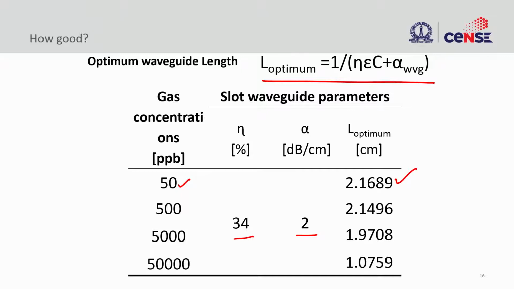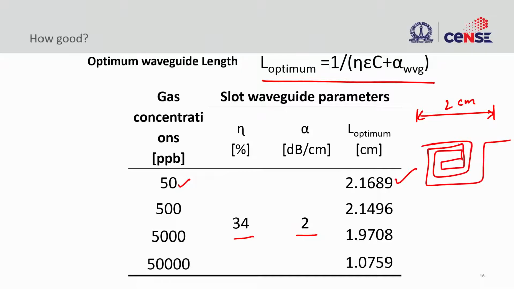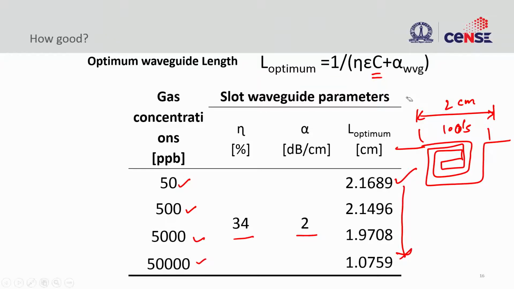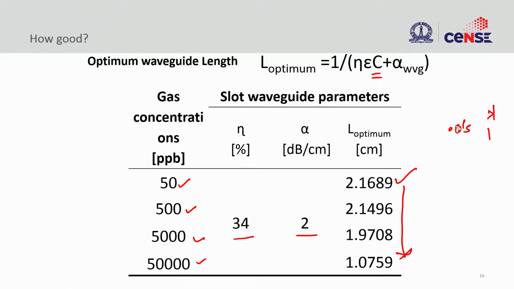When we say 2.2 centimeters, we all know that we can make a very compact waveguide system. We can squeeze this within some hundreds of microns, about 200 to 300 micron space on the chip. And when you have more relaxed concentrations, 500 ppb, 5000 or 50,000 ppb, your length requirement goes down because the concentration that you are looking at reduces. You need a very short distance.